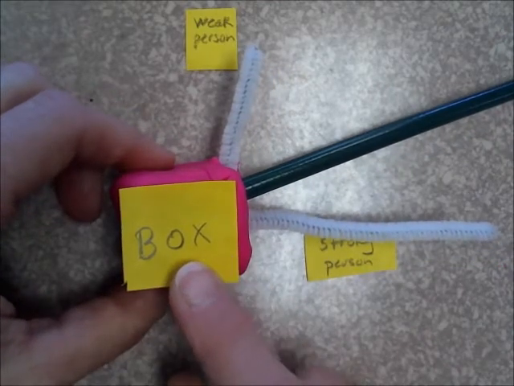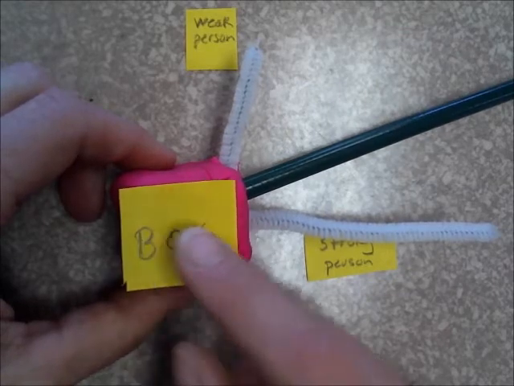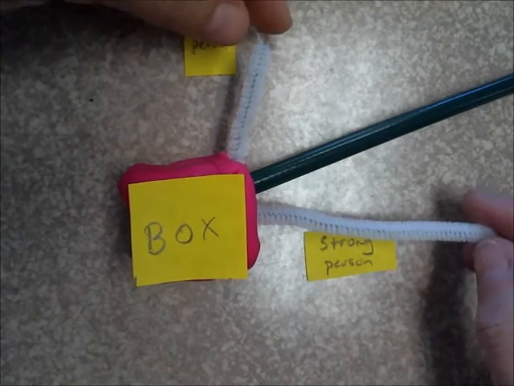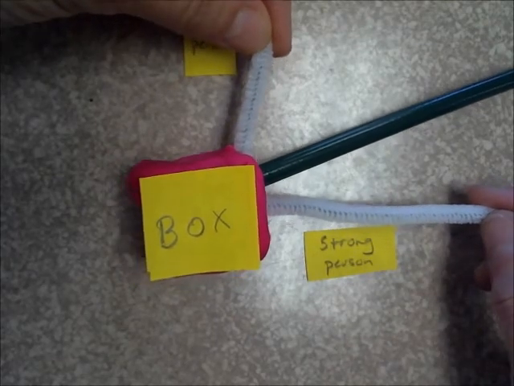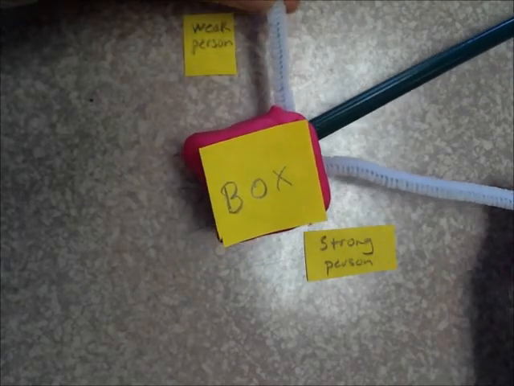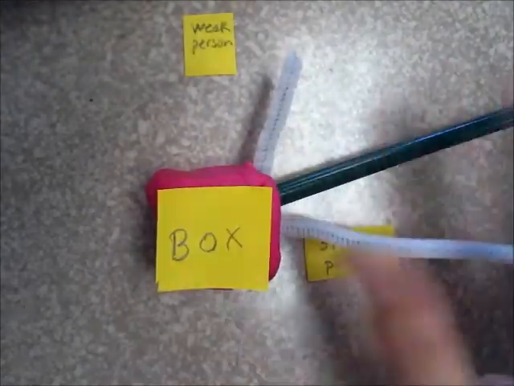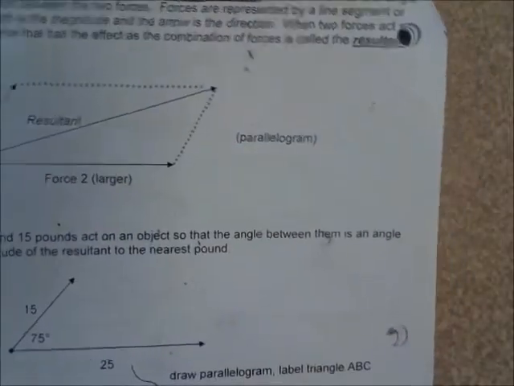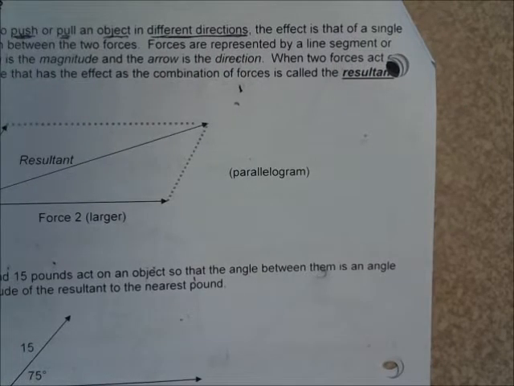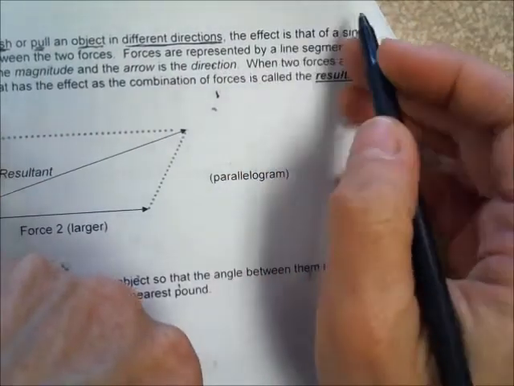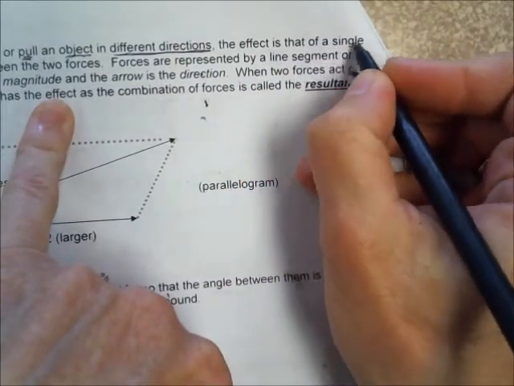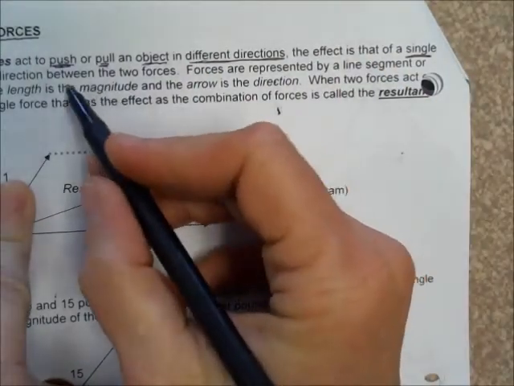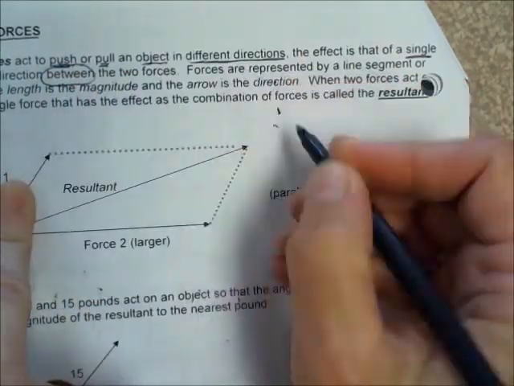This could be a box, it could be a desk, it could be any kind of heavy object that two forces, and I always use people as forces, though it doesn't have to be people, are pulling in two different directions. Where does the heavy object eventually move? We'll have all different situations about these forces problems. So the effect is that of a single force, and that's what I showed you with the green, that single force in a direction between the two forces.